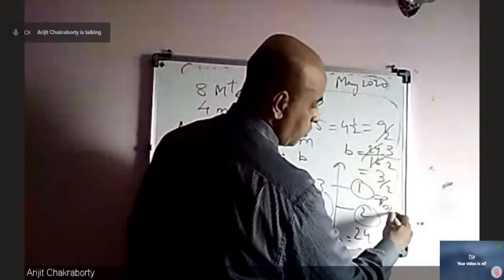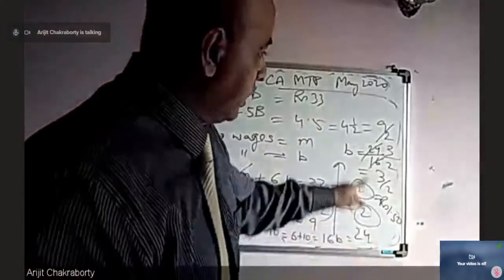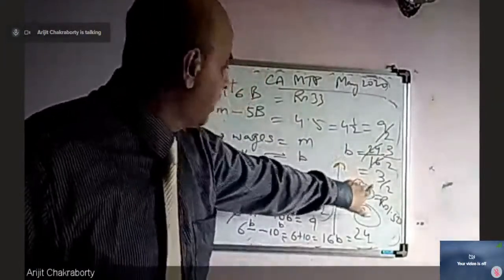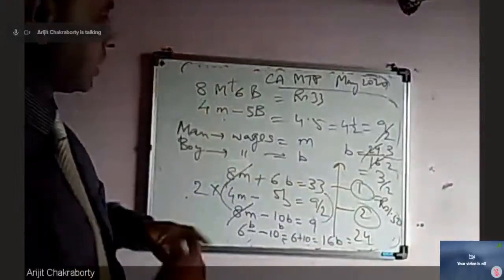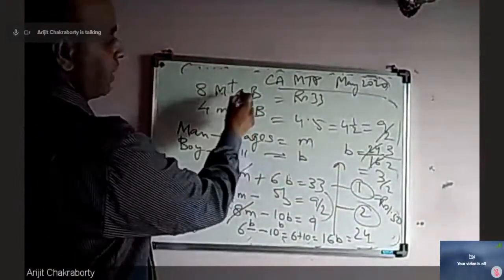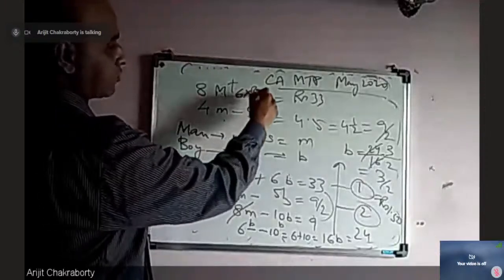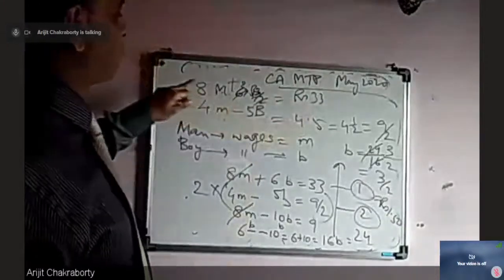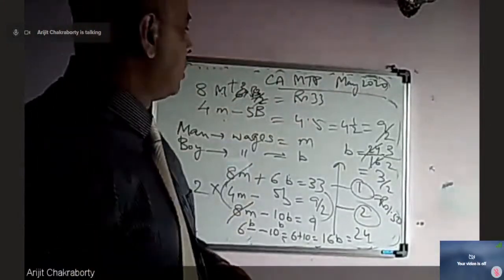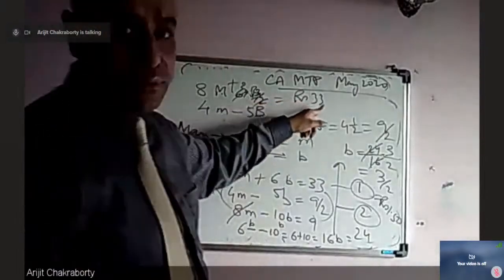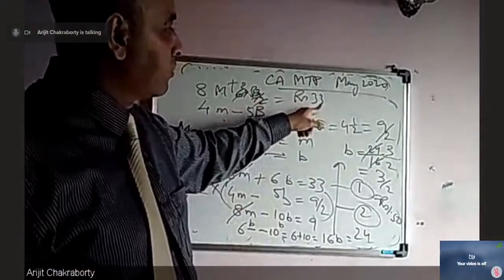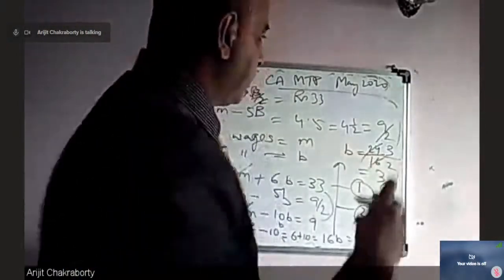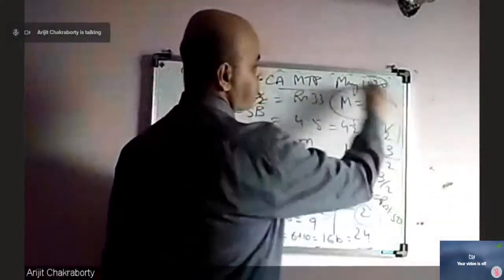That is rupees 1.5. If the boy is earning 3 by 2, then put this value b equal to 3 by 2 in this equation. So it becomes 8 men plus 6 boys, 6 into 3 by 2. So this becomes 9. 33 minus 9 is 24, and therefore from here you can get that the man is earning 3.